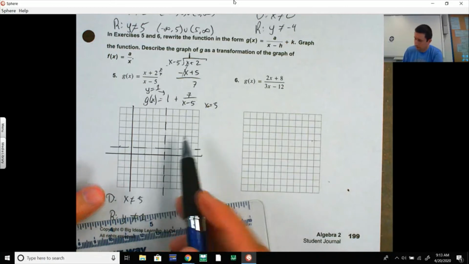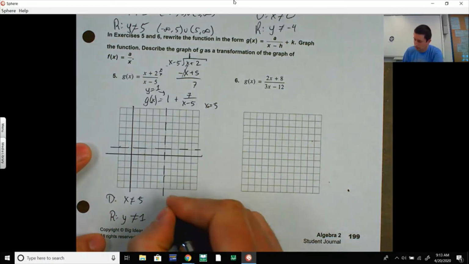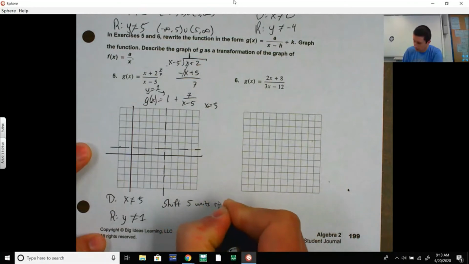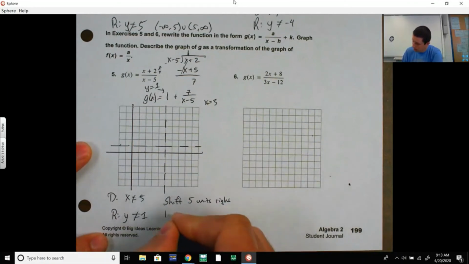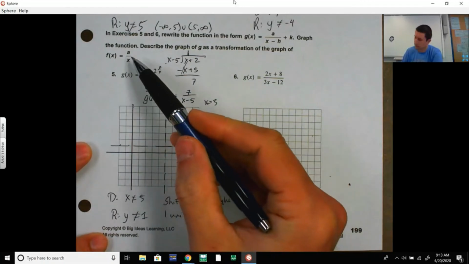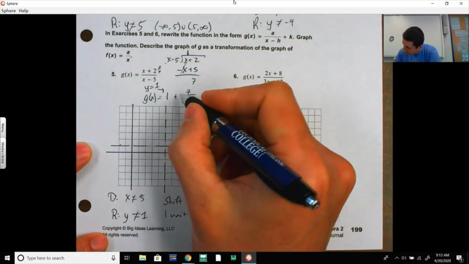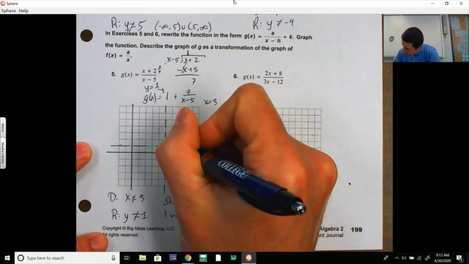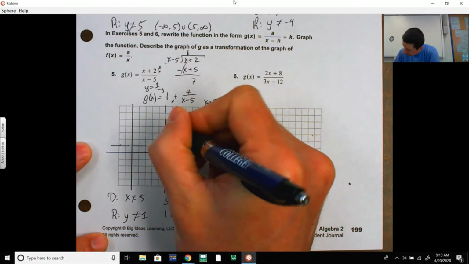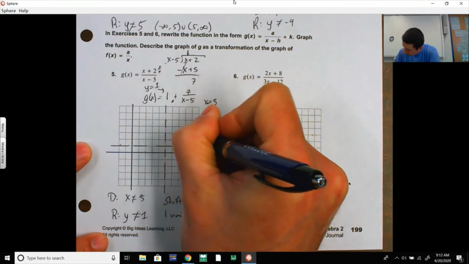Okay, so this graph has been shifted 5 units right and 1 unit up from a over x. Okay, so this was a 7 over x. That means if I go over 1, 2, 3, 4, 5, 6, it's actually up here. 3, 4, 5, 6, 7.